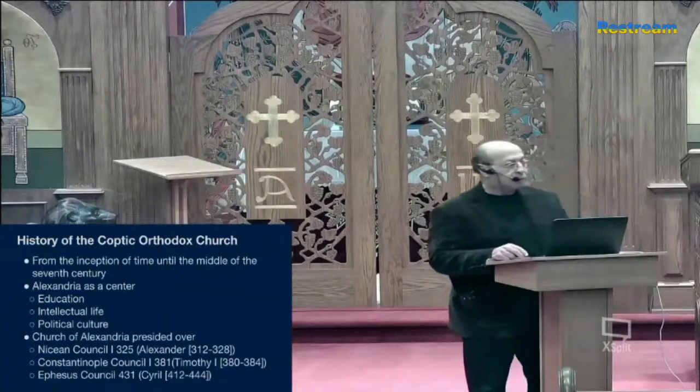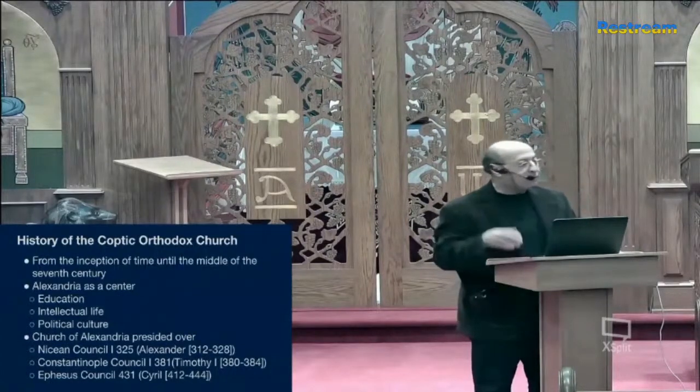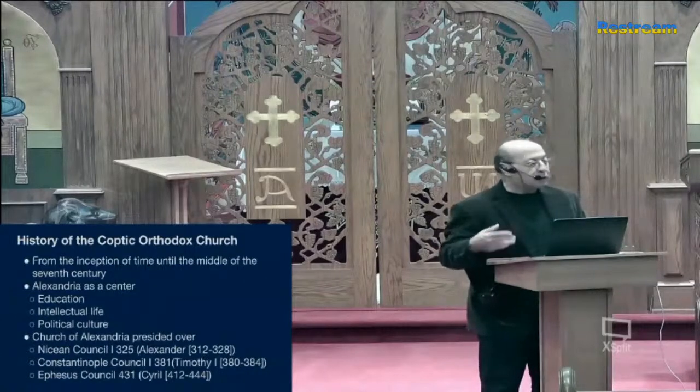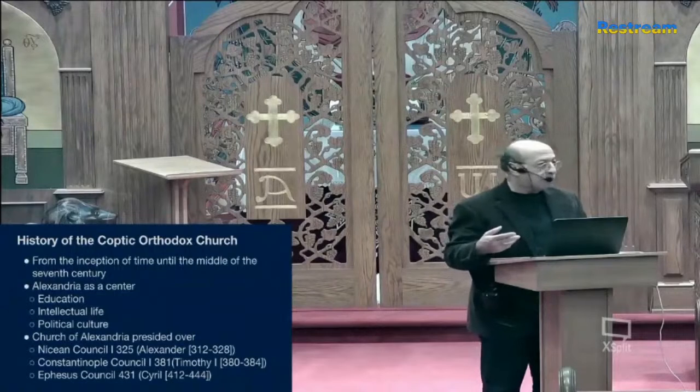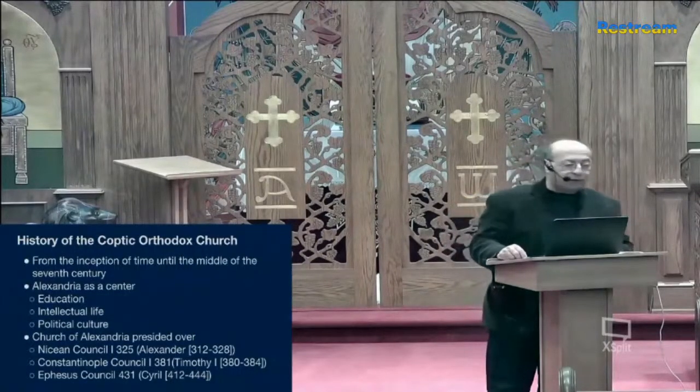It was a deacon, a young deacon, 18 years old, Athanasius. And Alexander took Athanasius under his wing, and he took him to that council. And Athanasius was the one who presented the case of Arius and the heresy of Arius at that one.